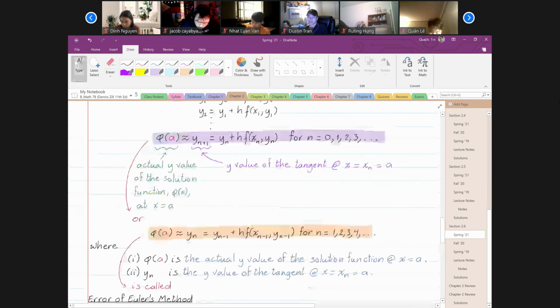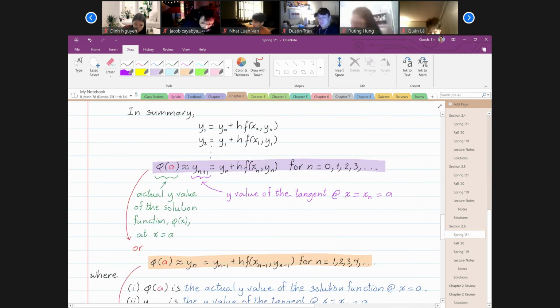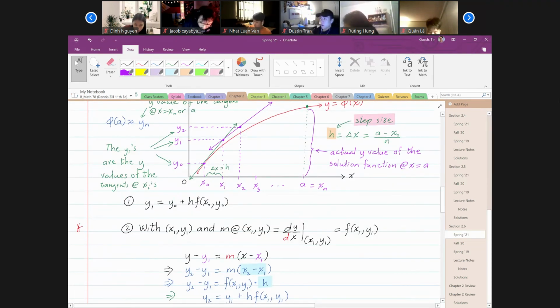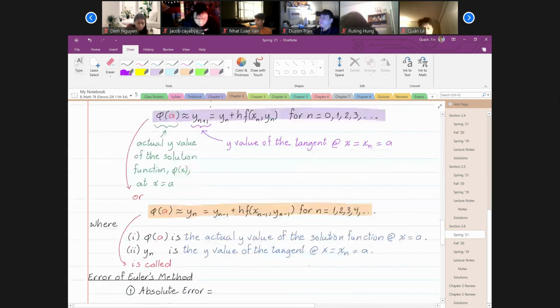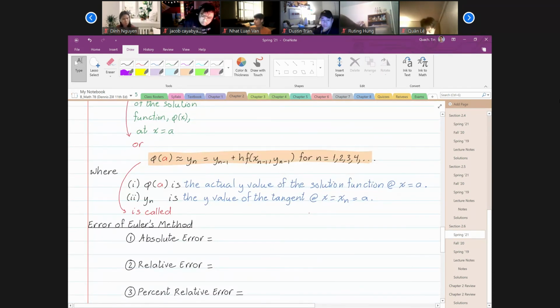All right, I need to make a change up here. Up here, y sub n plus 1 is actually the y value at x sub n plus 1. Okay, so you need to make a change. Let me look at the graph real quick. It depends on how you label these. So it's n plus 1 equals a.